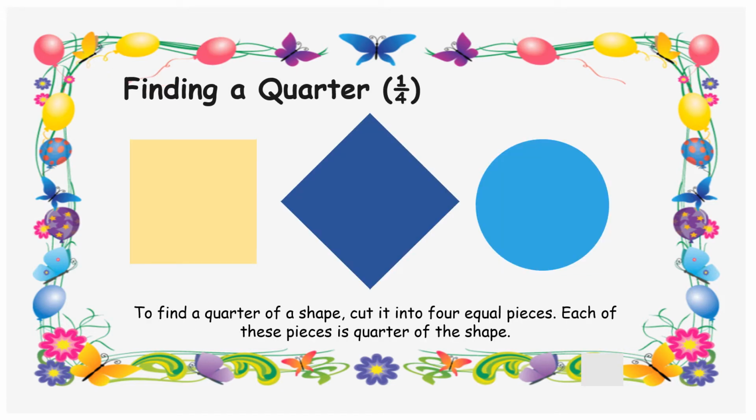Finding a quarter, the same way we did for the half, but this time we are going to be cutting it into 4 equal pieces. Each of the pieces is divided into 4 equally. Each part must be equal. Remember, for a shape to be said to be a fraction, it must be equally divided. So here are some shapes for you. Also cut out these shapes on a piece of paper and have fun finding a quarter. Okay?